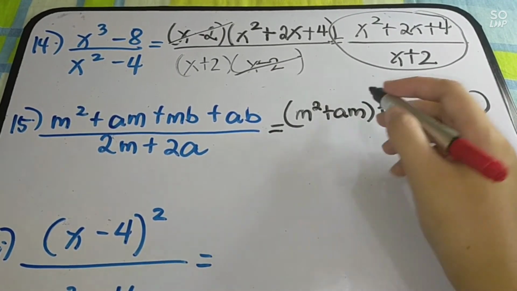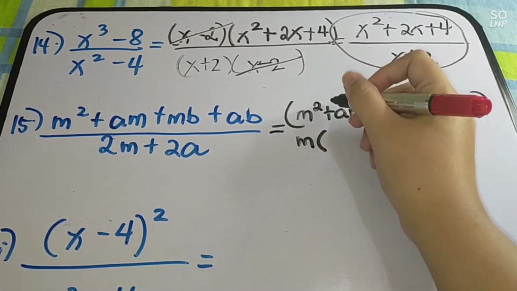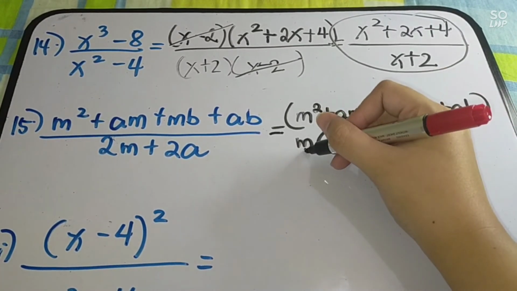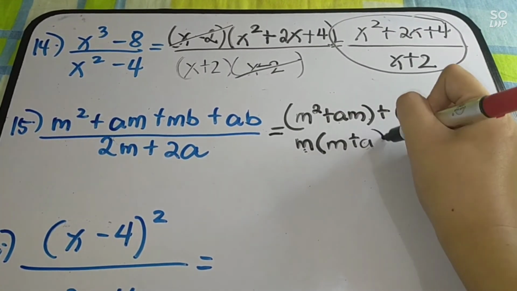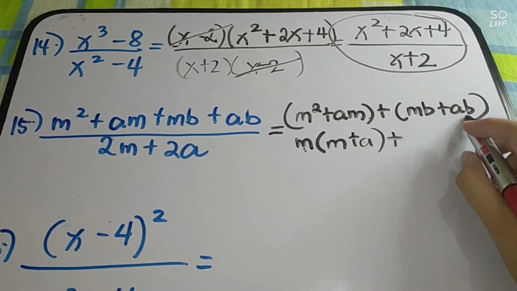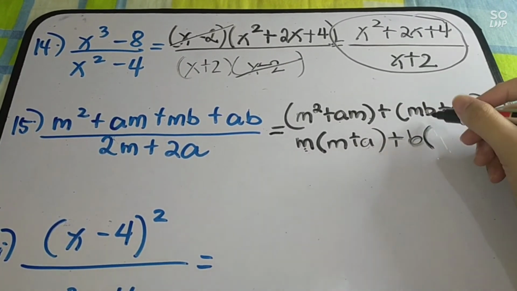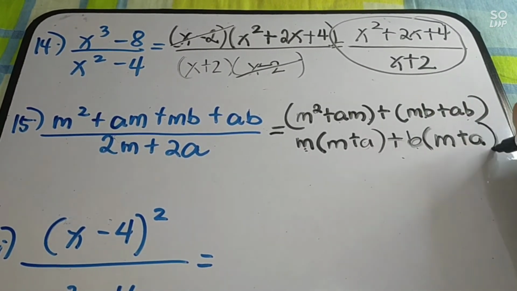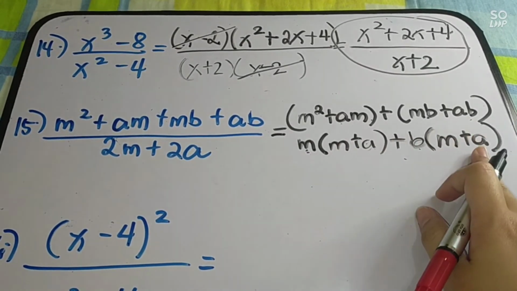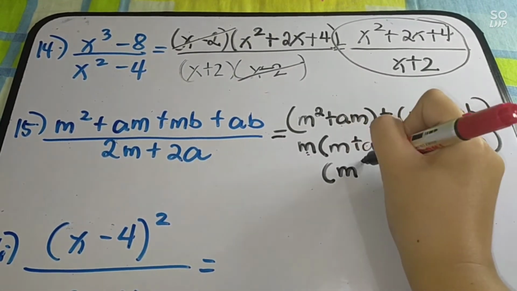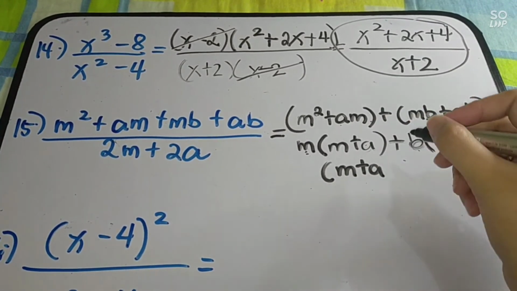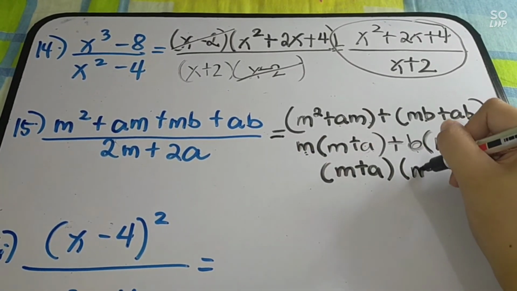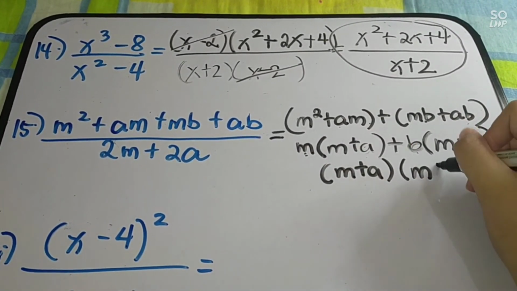Then, afterwards, labas mo yung common. Ang common niya is m times, so, m squared divided by m, we have m, plus am divided by m, we have here a. Plus, common ulit. Ang common sa kanila is b. Labas mo yung b. mb divided by b, we have m, plus ab divided by b, we have a. That is it. Then, may common tayo. m plus a, then times, divide mo to, matitira si m, then divide mo to, matitira si plus b.